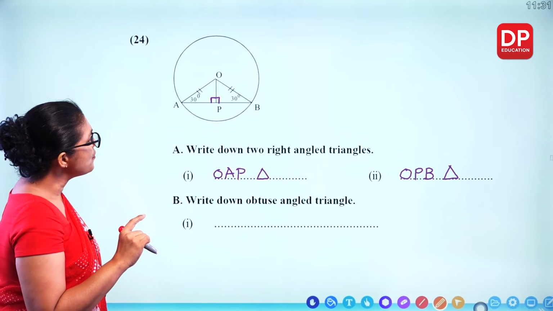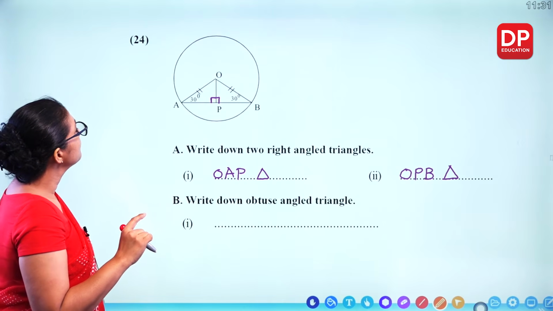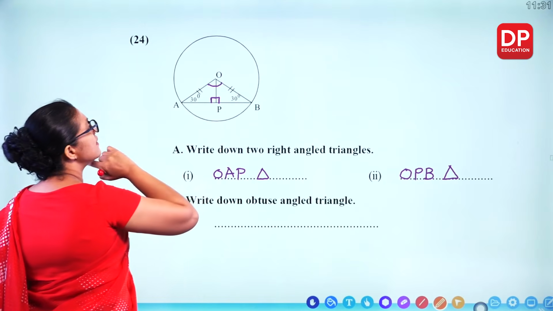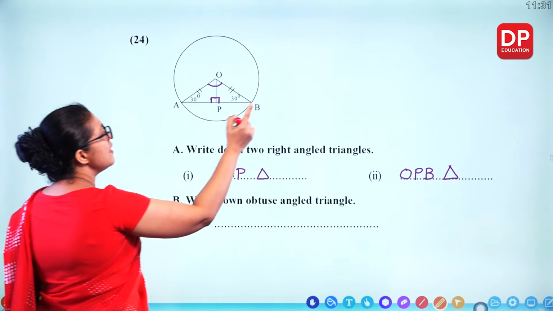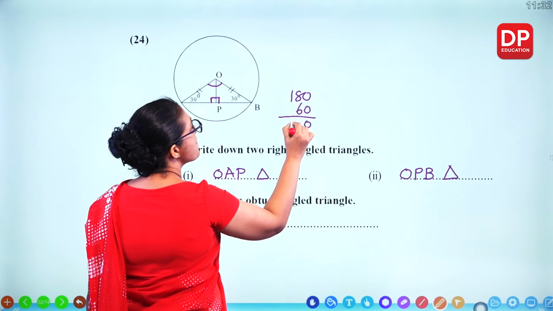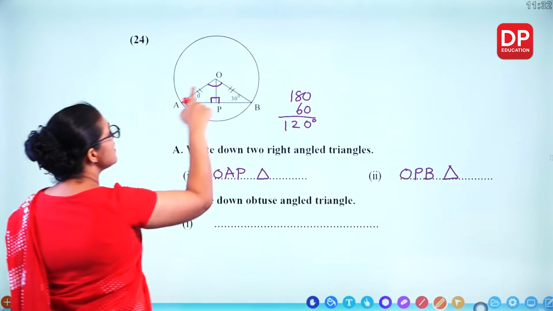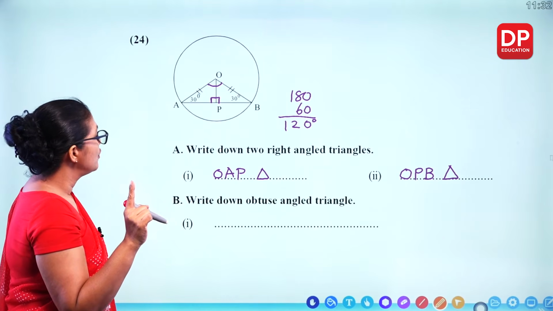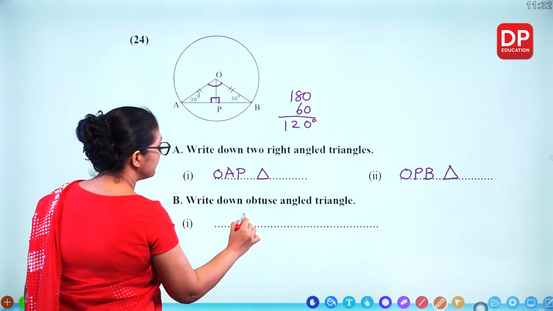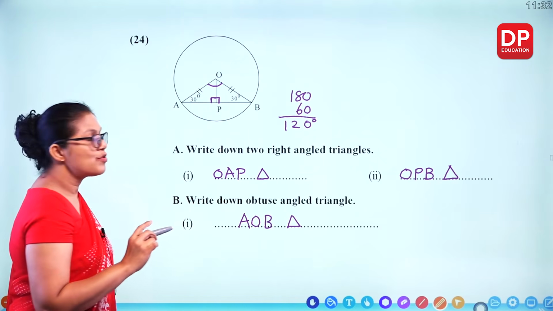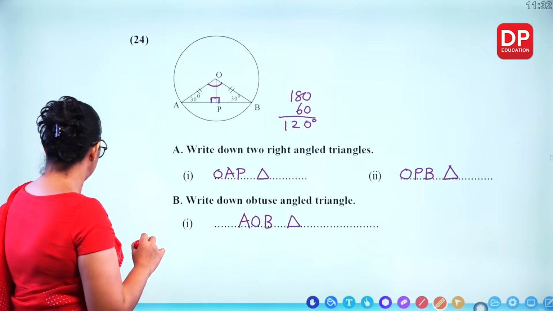Write down obtuse angle triangle. If this is 30, this is 30. What is this angle? 30, 30, 60. 180 minus 60? 120. So this angle is 120. That's an obtuse angle. So AOB triangle is an obtuse angled triangle.